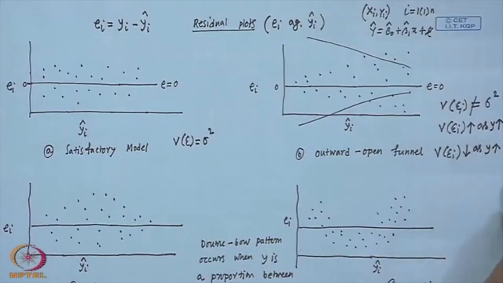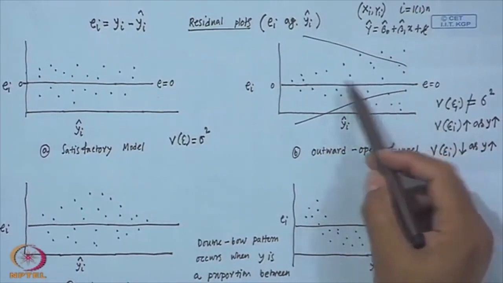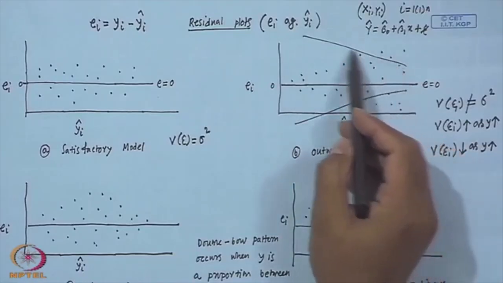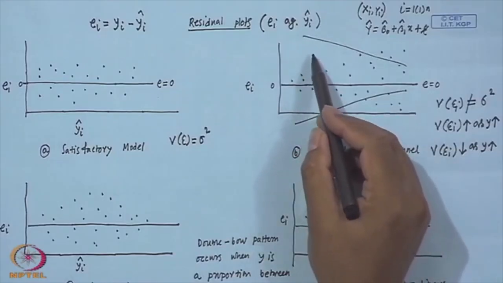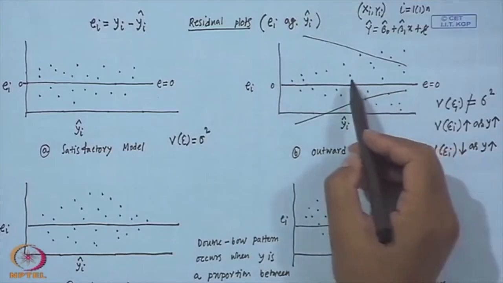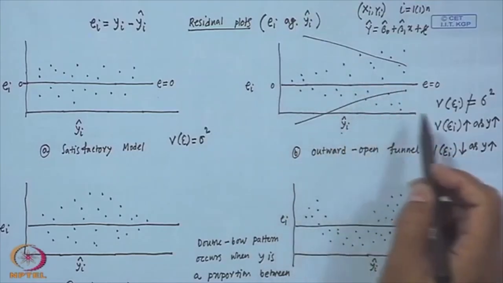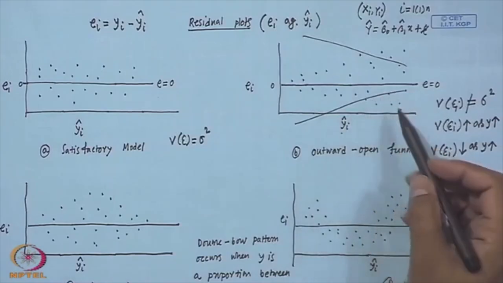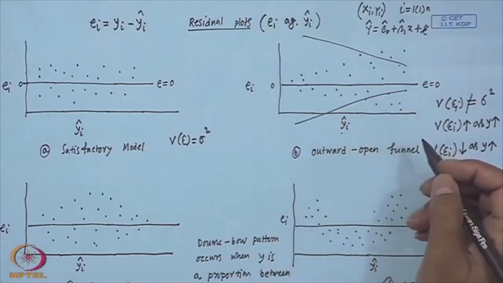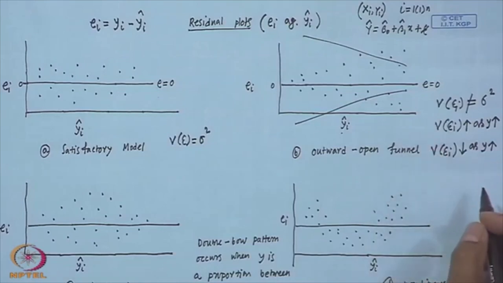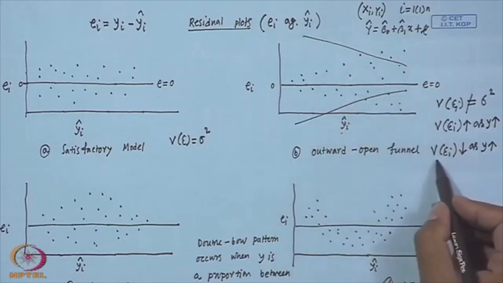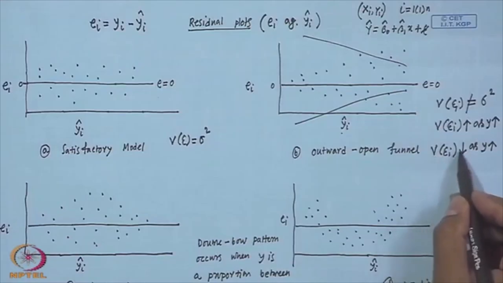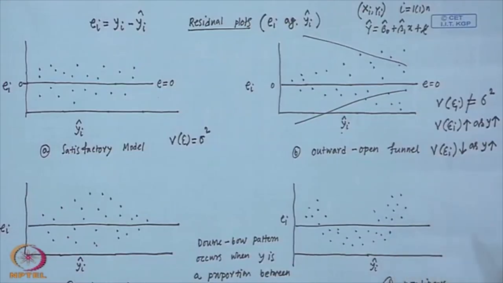Now, instead of this outward open funnel, it could be an inward open funnel. That means the residual e i decreases as y i hat increases. In that case also the constant variance assumption is not satisfied, and in the case of inward open funnel we say that the variance of epsilon i decreases as y increases. And the other situation could be, this is called double bow.